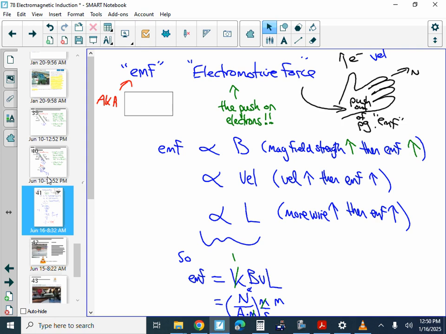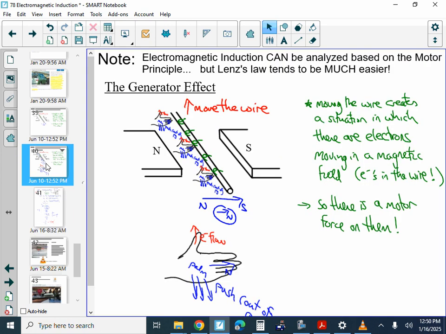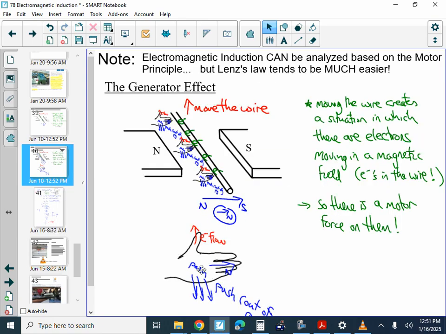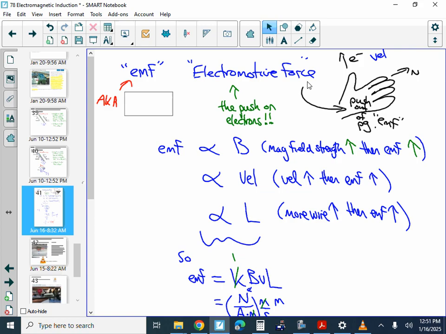If you go on in electronics and electrical engineering, you'll soon learn that voltage has another name. Voltage, when we're talking about this push on the electrons, that's what batteries do, right? Batteries have voltage. Voltage and EMF, or electromotive force, are synonyms. They're the same thing.